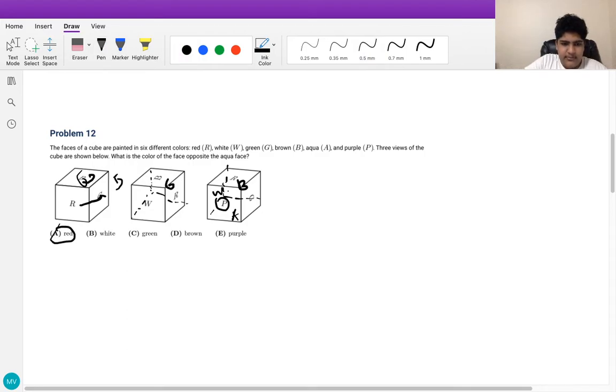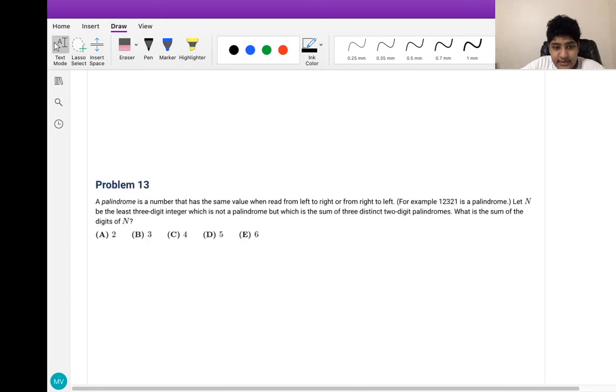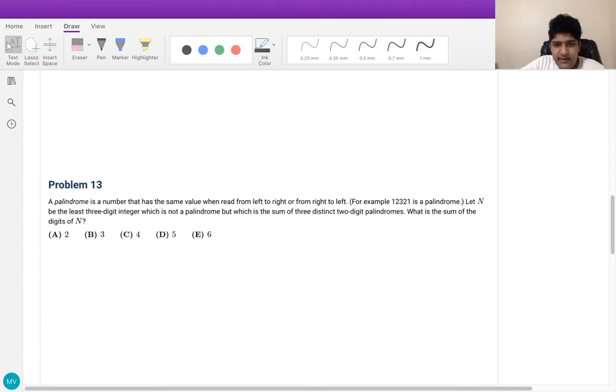Let's move on to problem number 13. A palindrome is a number which has the same value when read from left to right or from right to left. For example, 12321 is a palindrome. Let n be the least 3-digit integer which is not a palindrome, but which is the sum of 3 distinct 2-digit palindromes. What is the sum of the digits of n?